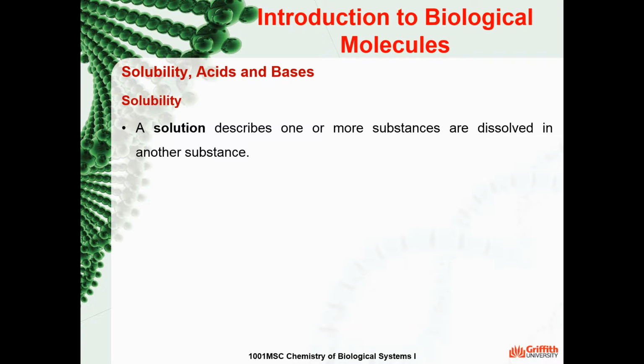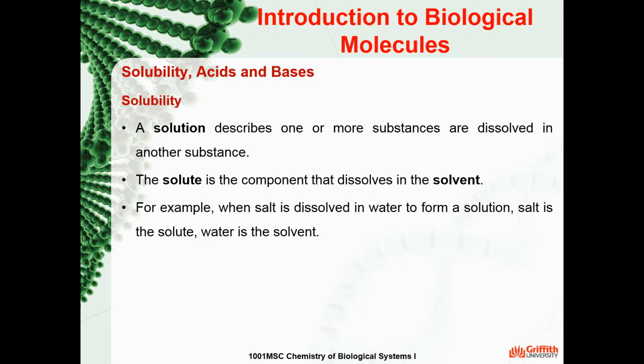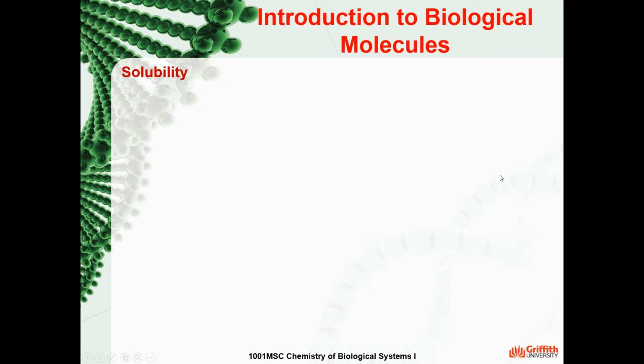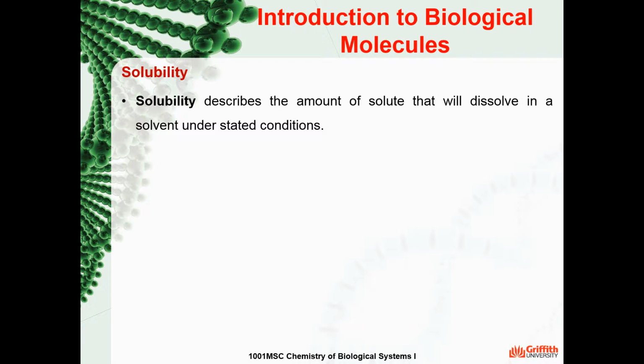A solution describes a system in which one or more substances are dissolved in another substance. The solute refers to the compound that dissolves in the solvent. So in our example, the solute is the salt, the solvent is the water, and together they make the salty water, which is the solution. So we can define the solution as the combination of the solute and the solvent. The solubility describes how much of the solute will dissolve in the solvent.